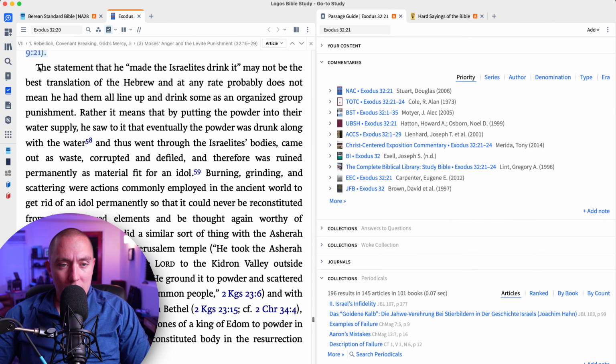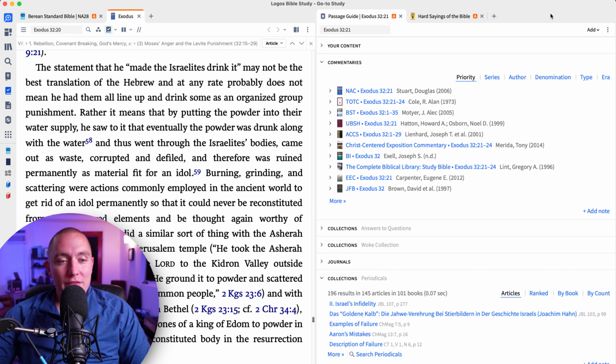So this statement, then it goes on to say, he made the Israelites drink it, may not be the best translation of the Hebrew, and at any rate probably does not mean he had them all line up and drink some as an organized group punishment. Okay, helpful. Rather, it means that by putting the powder into their water supply, he saw to it that eventually the powder was drunk along with the water, and thus went through the Israelites' body, came out as waste, corrupted and defiled, and therefore was ruined permanently as material fit for an idol.